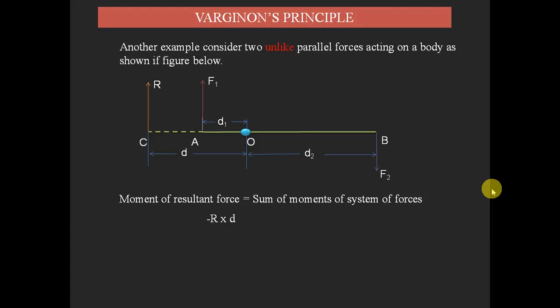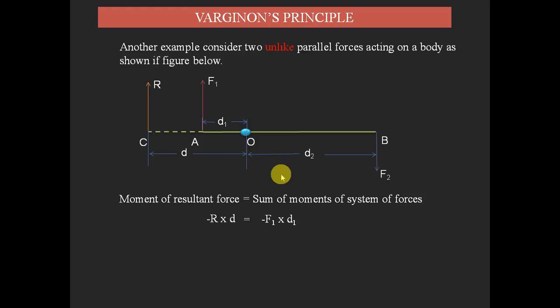Why is it minus R into d? Because it produces a clockwise movement. With respect to point O, if you assume this point O as a fixed point, when the force is acting in the upward direction, its effect is to produce a rotational moment in the clockwise direction. The clockwise direction we consider as a negative sign. Similarly we write the sum of the moments of the two forces F1 and F2. F1 also produces a clockwise moment, so minus F1 into the perpendicular distance from point O, that is d1, we have to write.